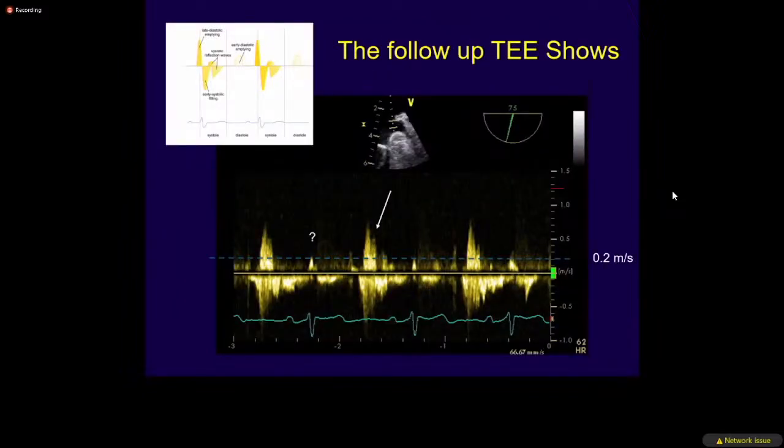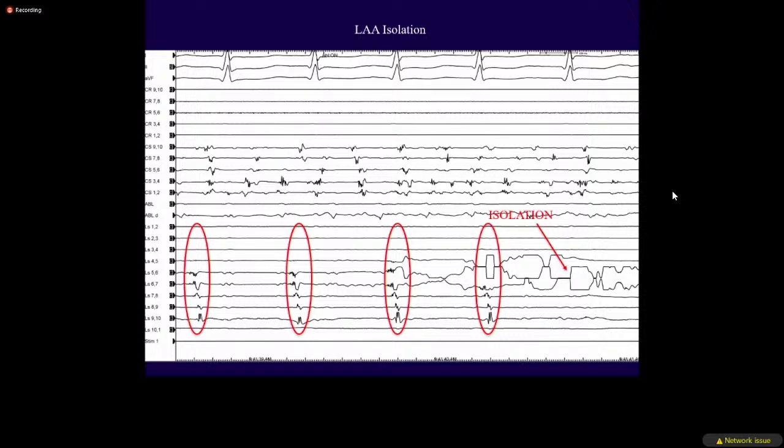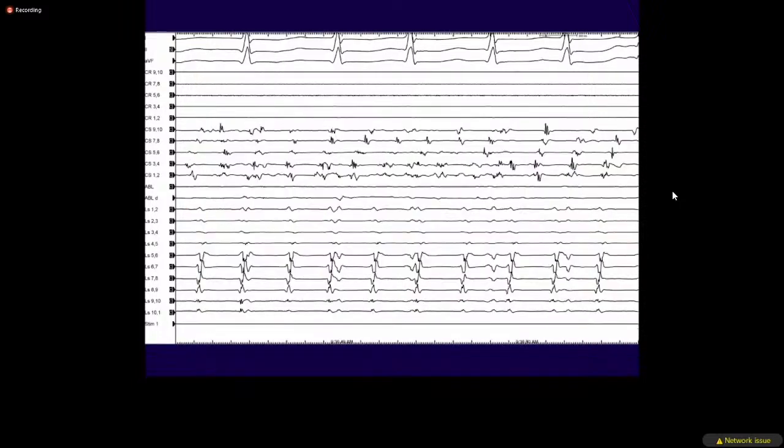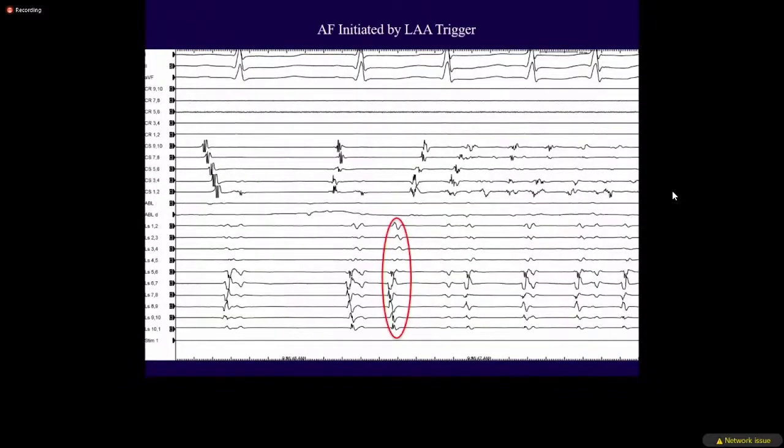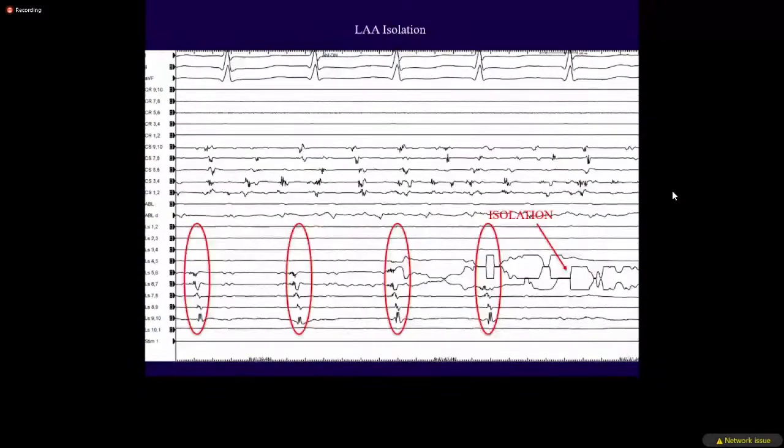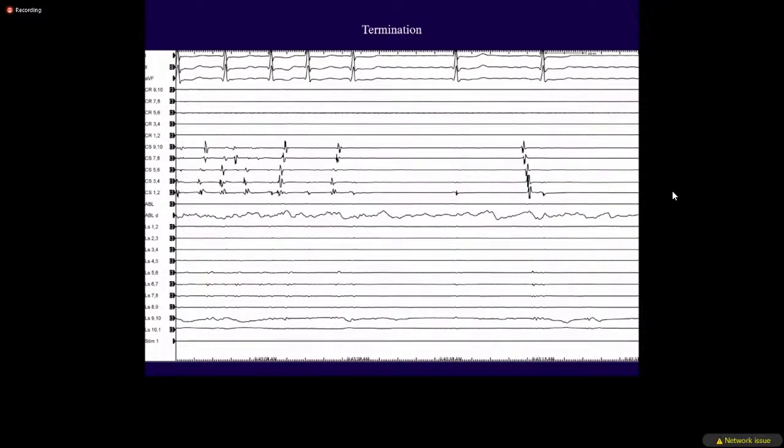Forward. Right here. So it looks like you've got sinus rhythm, but the surface looks like it's still fibrillating. I wonder if you can record, we never see the pulmonary vein fibrillation, but I wonder if you can see fibrillation on the surface. Yeah, you can.